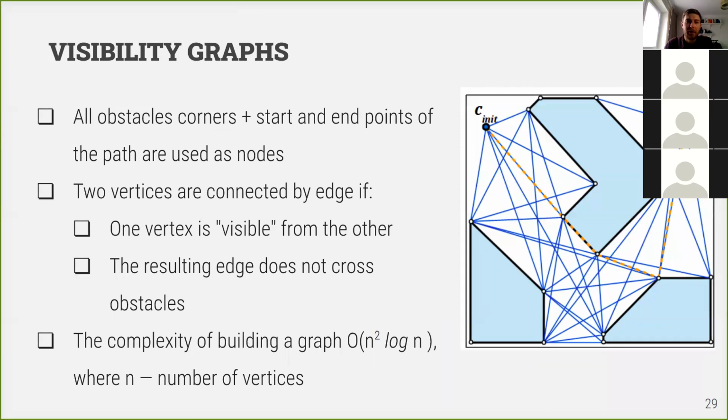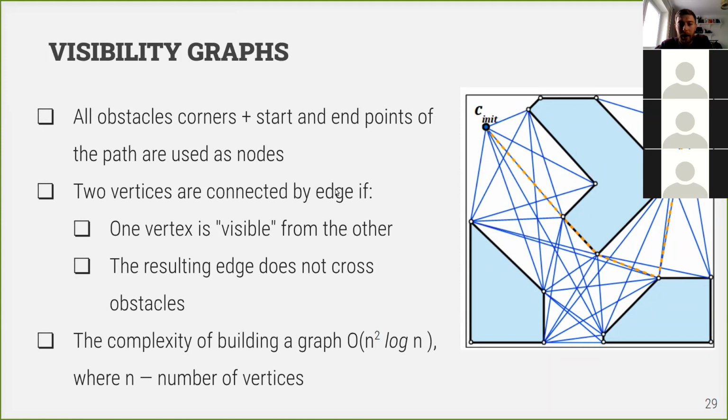First of all, there is an algorithm called visibility graphs. This is a really old algorithm. It was invented at Stanford for robots, by the way, I think in the 60s or something. The idea is really simple. Let's take our start and end points, our C initial and C goal, and all corners of our obstacles. You can see white dots in the corners of all obstacles. So we will get this set of points, our initial and goal states and all corners of obstacles, and we will say that these are the vertices of our graph.